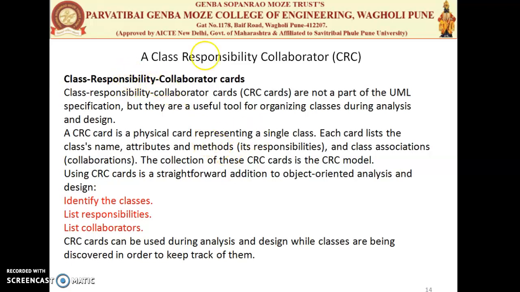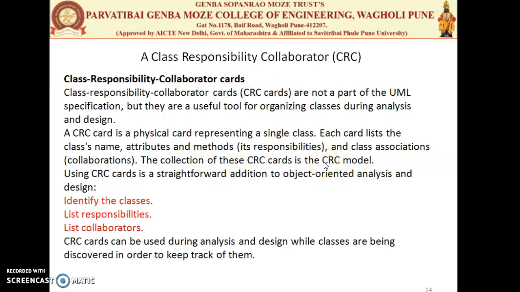These are all the attributes and methods of the particular class, that means the responsibility, and the class association, that is nothing but your collaboration: from which classes we will get the information, or with which classes we are associated for getting that particular information. So those are the collaborators. The collection of these CRC cards is the CRC model. When we put together different CRC cards having different classes and different collaborators, we put the collaborators next to the nearby classes. So that model is called the CRC model, having the different cards.